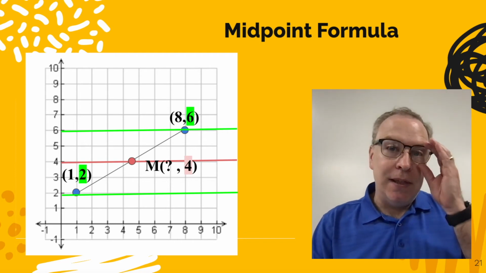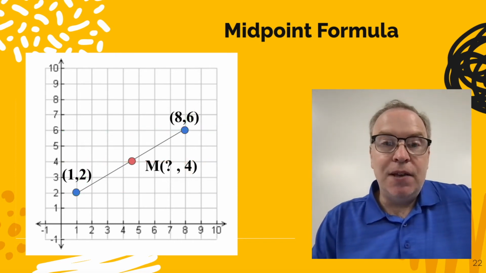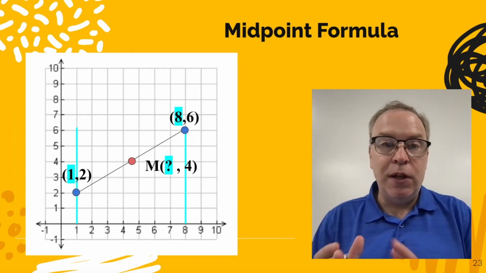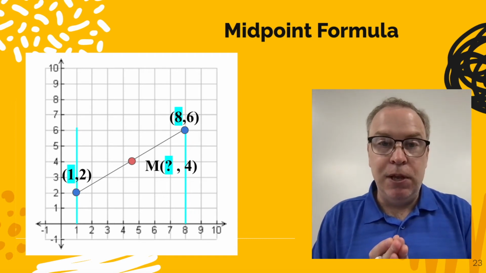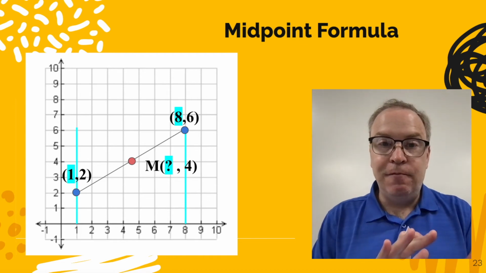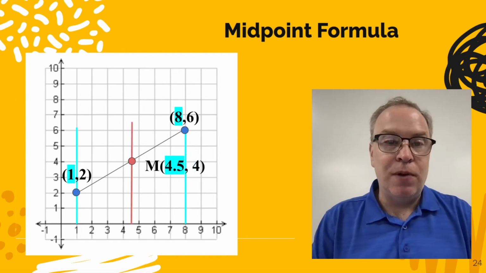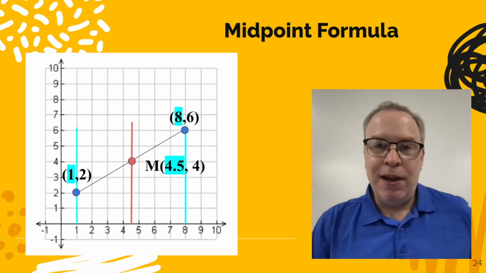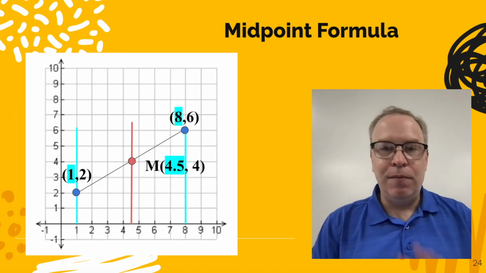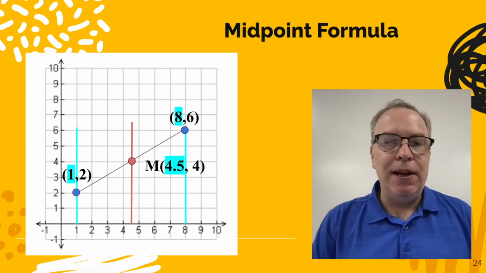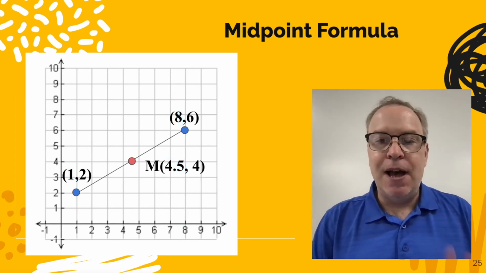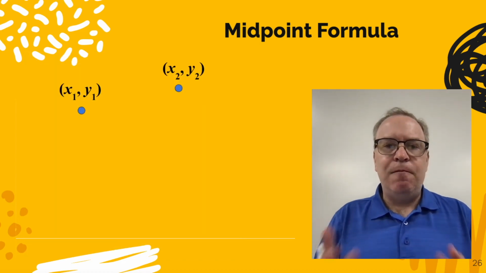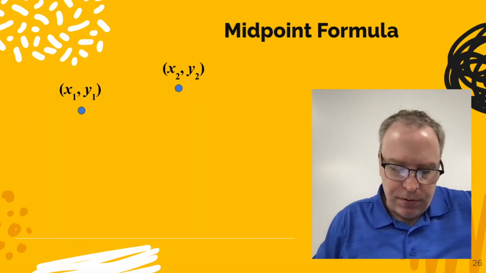Let's now focus on the x's. The x's go from 8 to 1, or 1 to 8. So what's the middle there? It's not 4, it's not 5, it's right in between at 4.5. Now, I'm going to show you a way so we don't have to guess this or even draw these pictures. So the midpoint is at 4.5, comma 4. So let's take a look at a formula that would help us to figure out these midpoints.